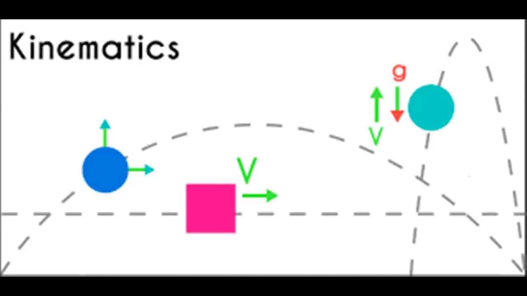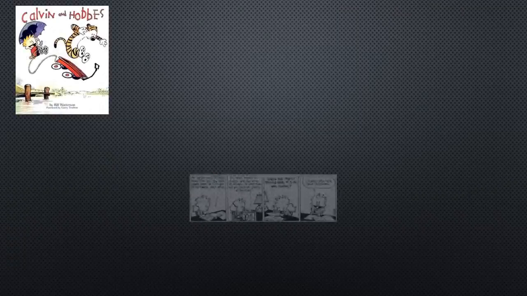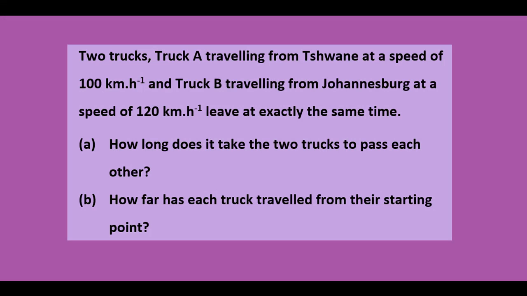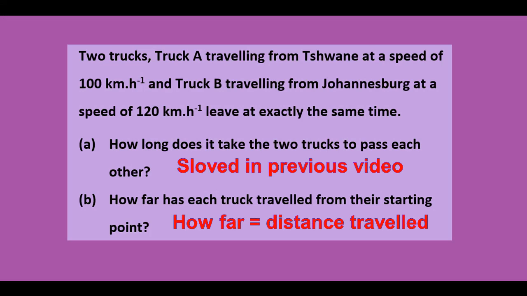This is the second part of the video related to the maths problem that Calvin had with Mr. Jones, who lived 50 miles from him, traveling towards him at different speeds. And in the last video, we looked at how long it takes for the two trucks to pass. Now we will look at how far each truck has traveled by the time they meet.